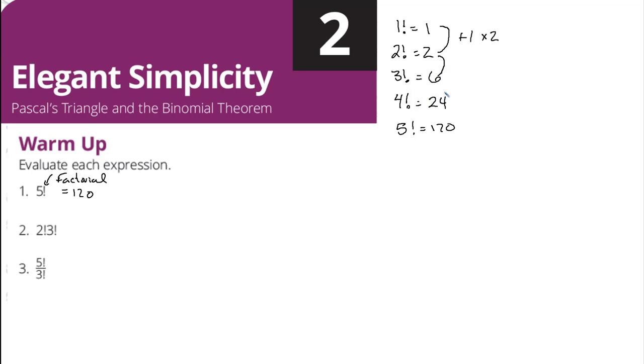What do I do to get to 6? I could add 4 or times by 3. What do you think it is, Shelby? If you do the 2 times the 3, you get 6. And then 6 times 4, and then 24 times 5. And then to get 6 factorial we multiply 5 factorial times 6, and that gives us 720.